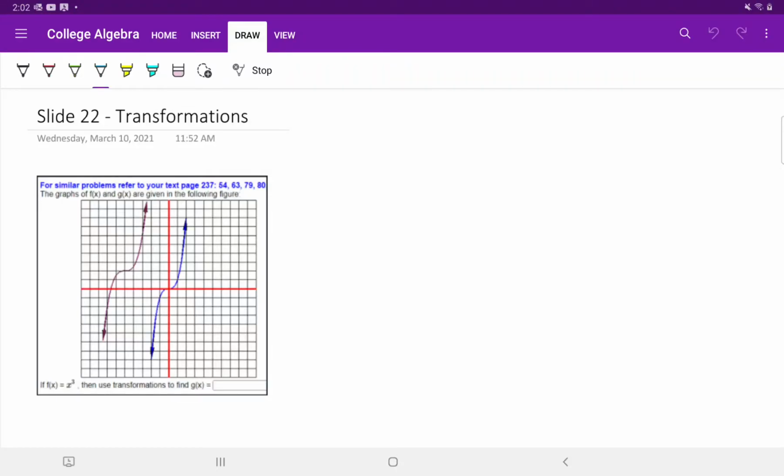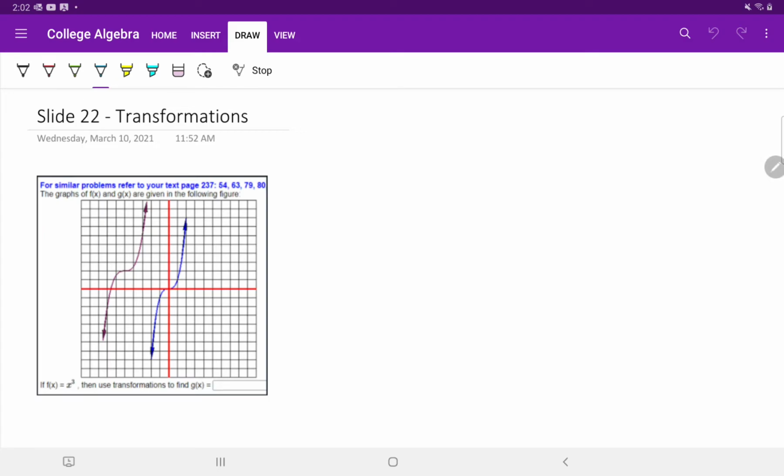Hello students, in this problem we are given two graphs. The blue function represents our parent function, f of x, and the purple function represents a transformed version of the parent function. And the question asks us to use transformations to figure out what g of x is.